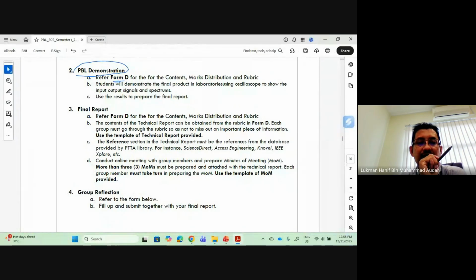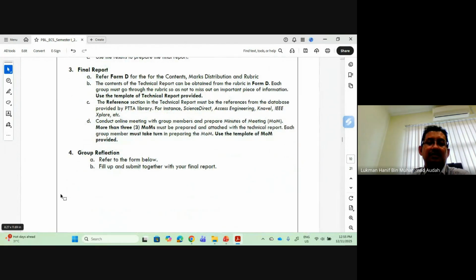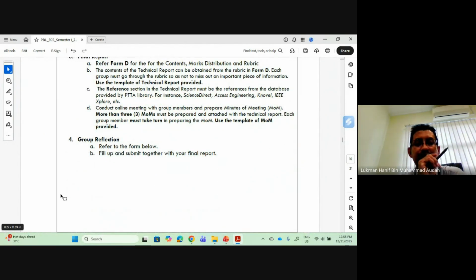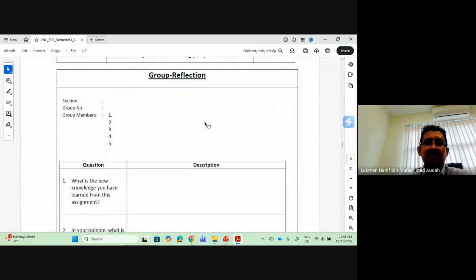Conduct online meetings with group members and prepare the minutes of meetings, more than 3 minutes of meetings. Your minutes of meetings must also come with pictures provided. And then group reflection. In the final report, you should add the group reflection. What is a group reflection? I think it's given here. This is a group reflection that should be put in the final report.